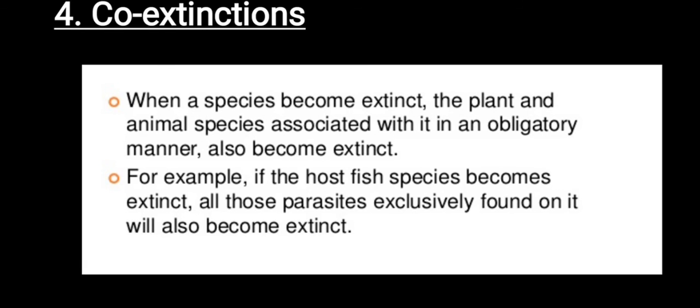Dear children, in this module, we learned about the four major causes, the evil quartet, namely habitat loss and fragmentation, overexploitation, alien species invasions, and co-extinctions.